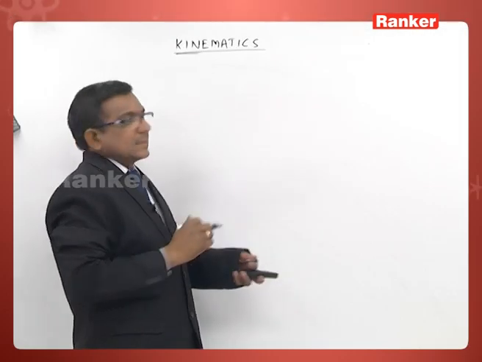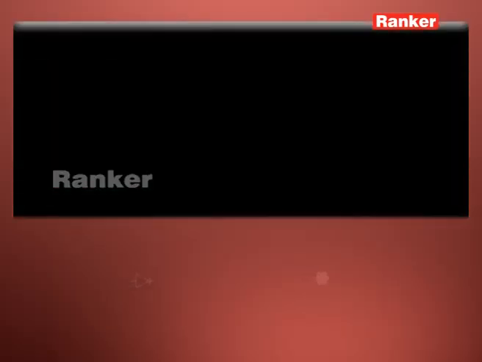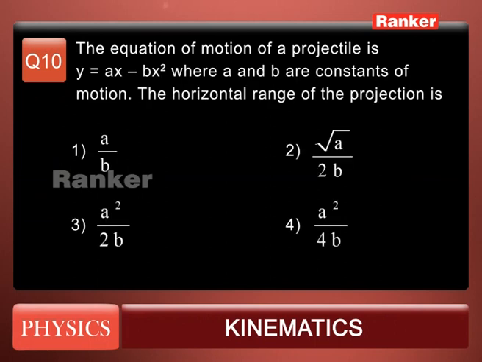Now, let us see the 10th problem. The equation of motion of a projectile is given as y is equal to ax minus bx square, where a and b are constants of motion. What is the horizontal range of projection?